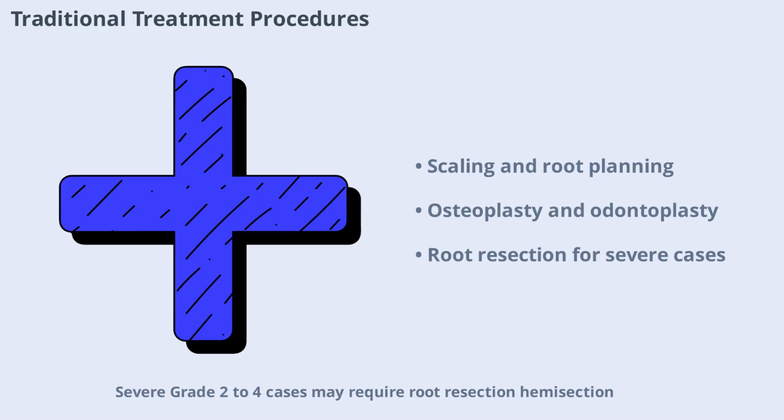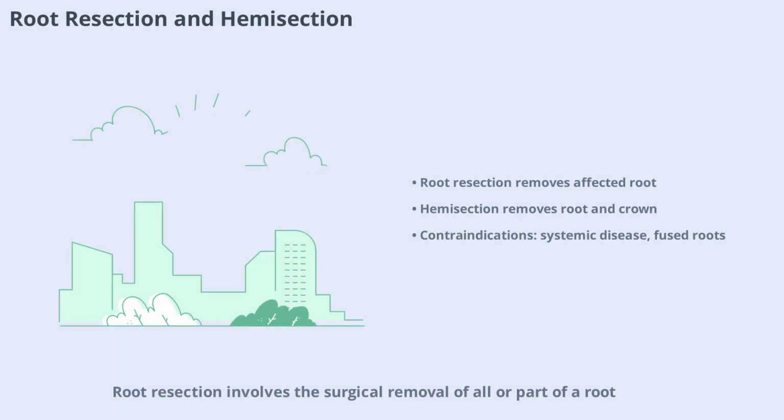Severe Grade 2 to 4 cases may require root resection, hemisection, bicuspidization, or tunnel preparation, though the latter is rarely performed due to increased risk of root caries. Root resection involves the surgical removal of all or part of a root, either before or after endodontic treatment. Hemisection is the surgical removal of a root with its associated crown portion, commonly performed in lower molars. Root separation or bicuspidization involves sectioning the root complex and maintaining all roots.